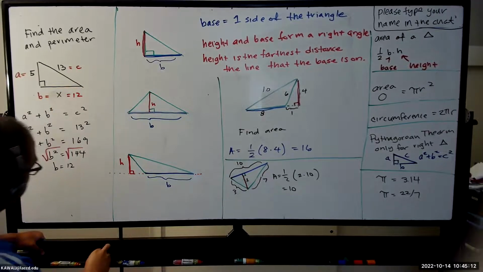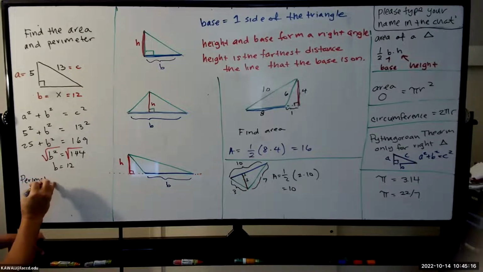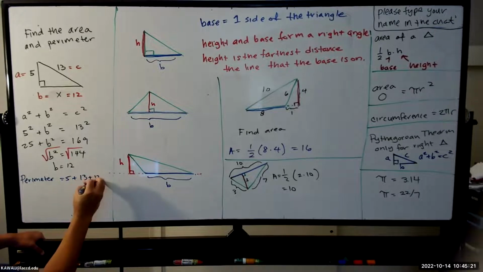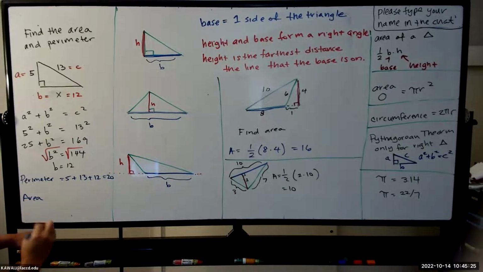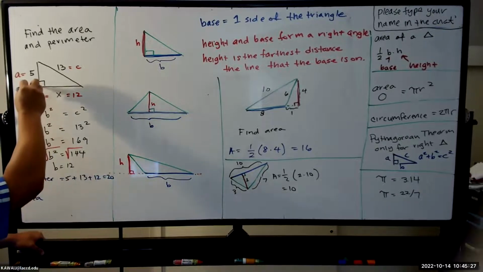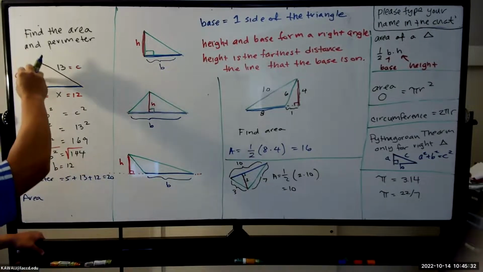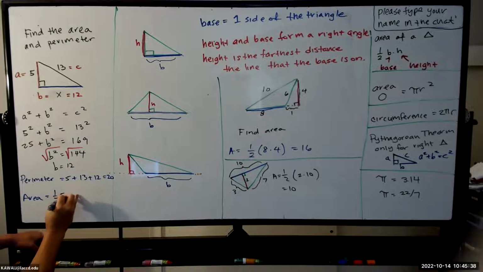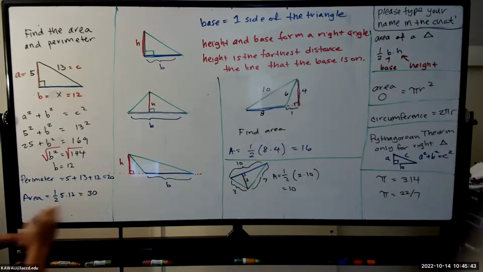So if we look at the perimeter, this will be 5 plus 13 plus 12 is equal to 20. And if we look at the area, okay, we can make this the base and we can make this the height. So the area is equal to 1/2 times 5 times 12, which is equal to 30.